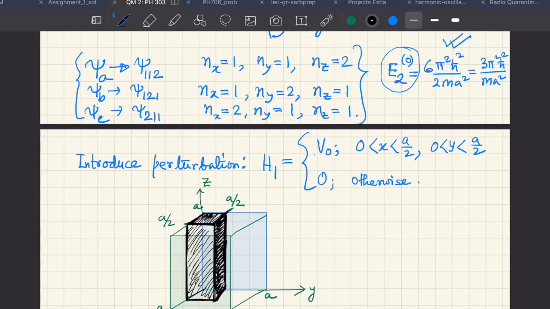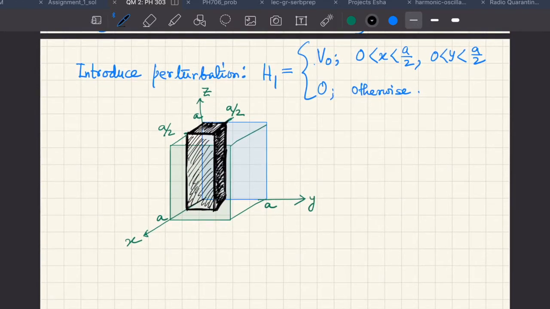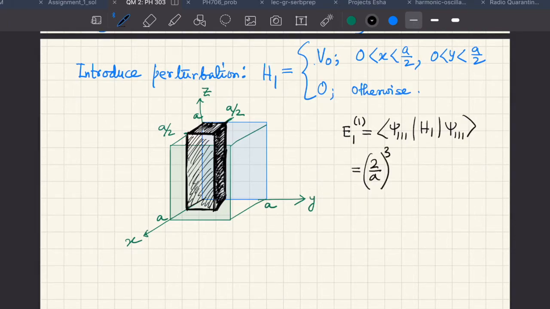Now of course if you try to calculate the ground state correction, first order correction to ground state energy, then immediately you know what it is. It's nothing but E11, and the states are just psi 111 and then H1 and then psi 111. So this you need to evaluate, and you know very well how to do that. We have done this several times. 2 by a whole cube V naught.